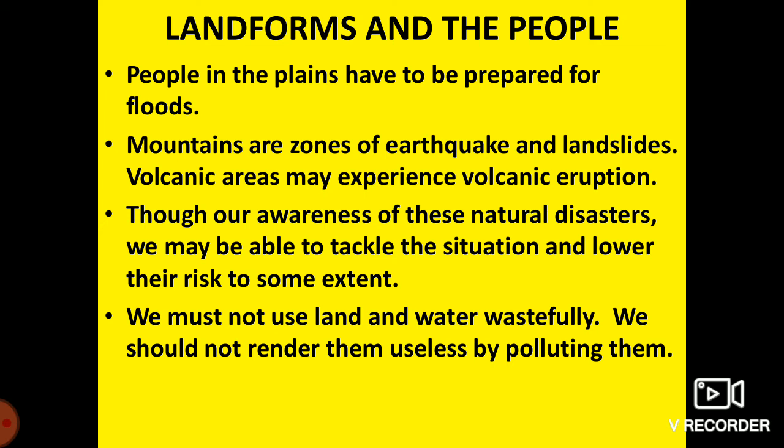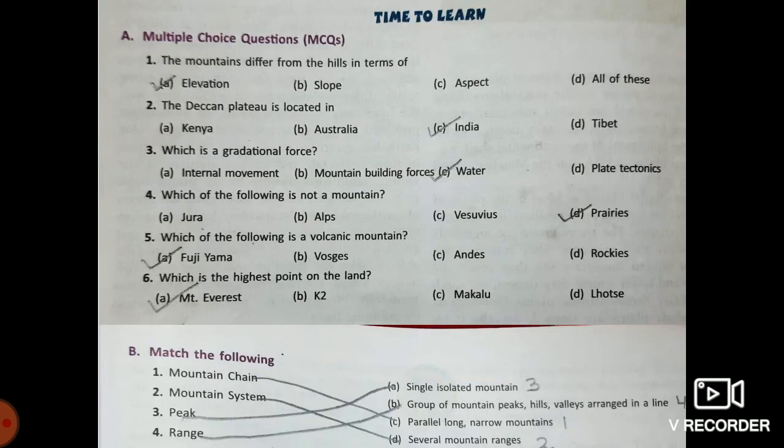We must not use land and water wastefully. We must save water and save the land. We must not make it unfertile. We should not render them useless by polluting them. We should not do pollution. We should not waste water. We should not waste land. Fertile land, we should not make it infertile.